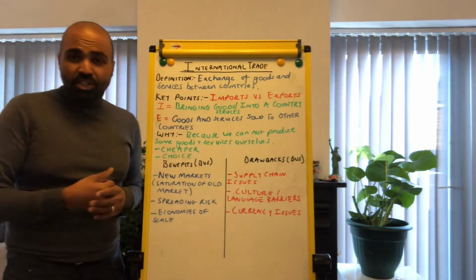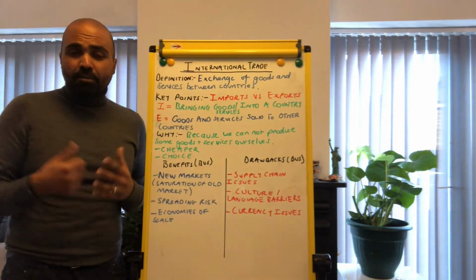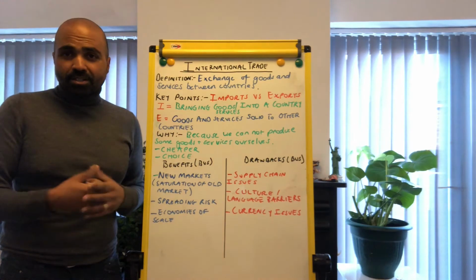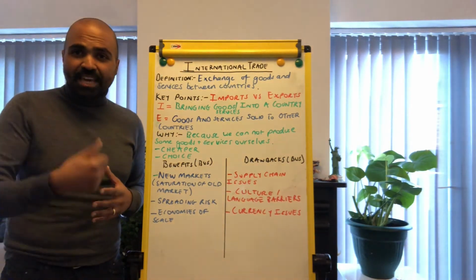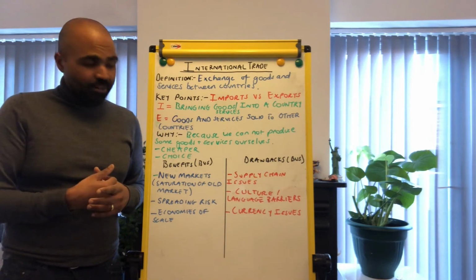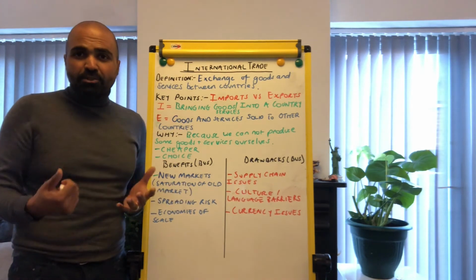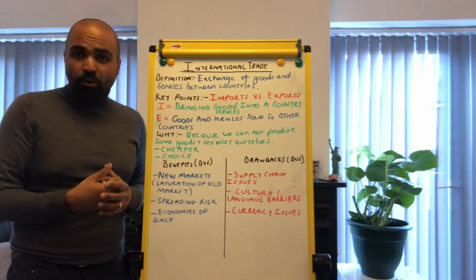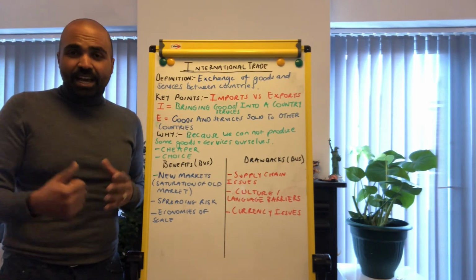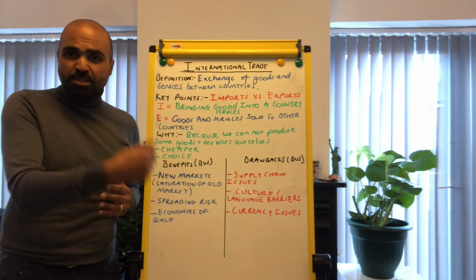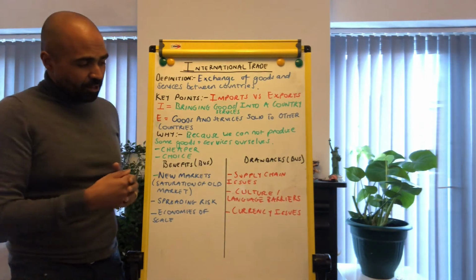Next one, culture and language barrier. When you're buying from countries abroad, you may not know their culture and therefore experience certain issues, such as understanding what their needs are. There are also language barriers. Now we speak English, and a lot of the world speaks English, but there are certain countries where English isn't the first language, and therefore language could be a problem, especially when trying to communicate with the other market.